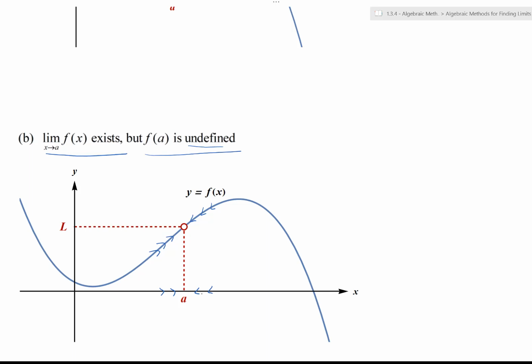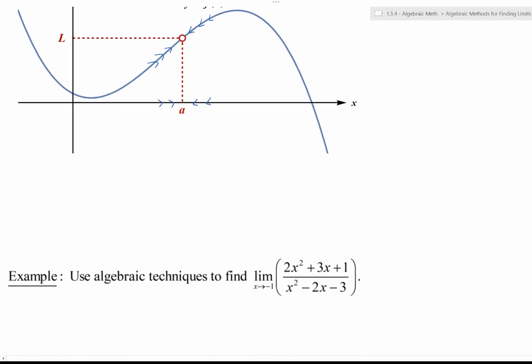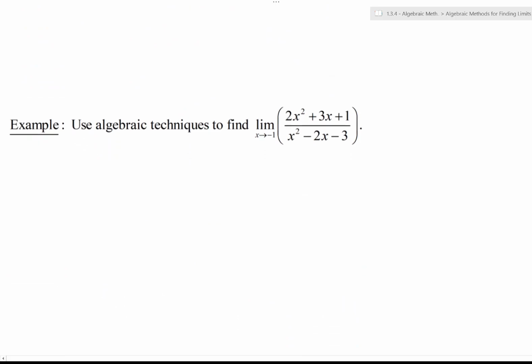So what we're going to do now is look at a couple of examples and get some general strategies for how we could use algebraic techniques to find such limits, and then hopefully that'll be good enough to give you an idea to do some on your own. So let's talk about this first example. Let's use algebraic techniques to find this limit right here.